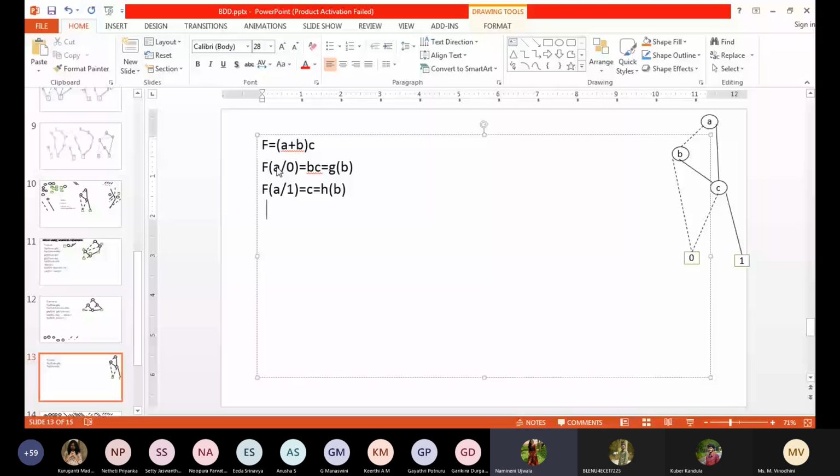Next, Sahana. Sahana. Yes, ma'am. Tell me. F is done. Sorry, G of B by 0 is equal to 0. Okay. G of B by 1 is equal to C, which is equal to H of C.